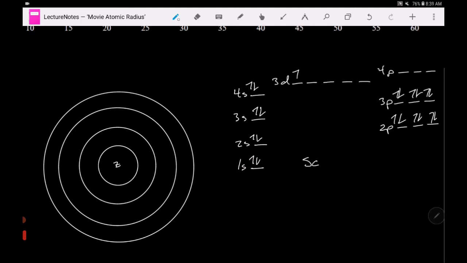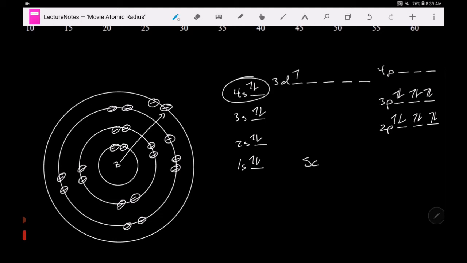Scandium, for example, has 21 electrons. The 21st electron goes into the third energy level. The atomic radius is the distance between the nucleus and the valence electron. The valence electrons are in the fourth energy level. Titanium has 22 electrons. This is going into the third energy level. So the valence electrons are still in the fourth energy level.